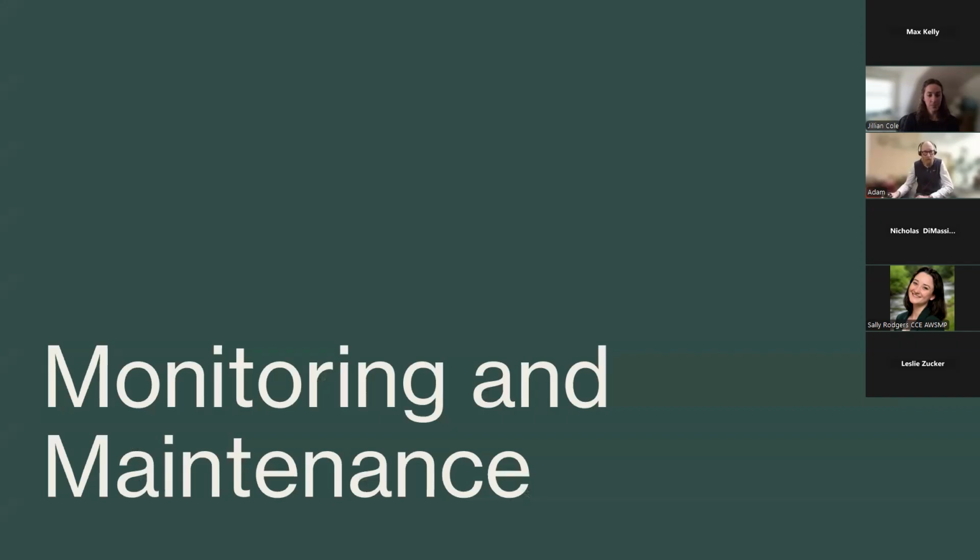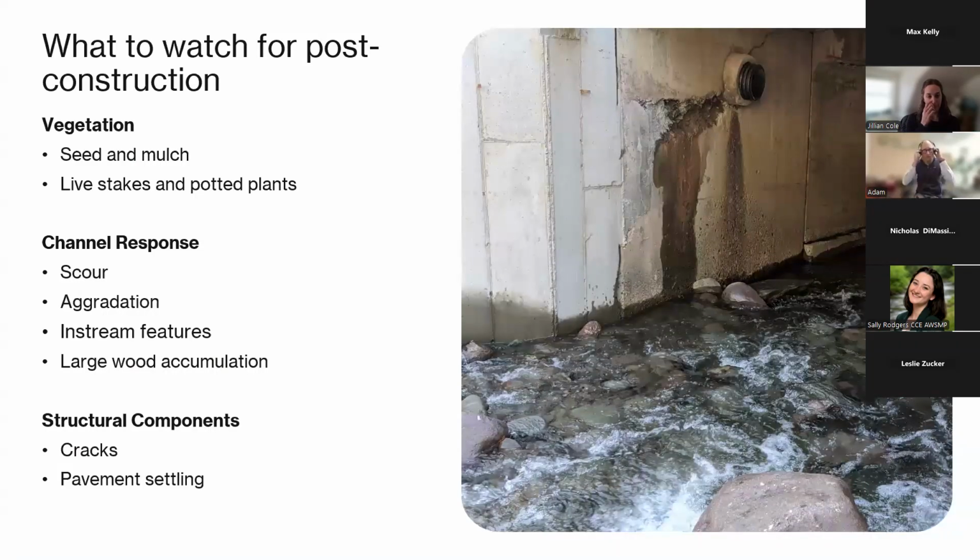So I'm going to run through a couple of slides showing some examples of what to look for post-construction. This is after you've had your road stream crossing improvement project, and now what to watch for over the coming months and years. And it's really going to focus on three different areas: the vegetation, potential channel response to the alterations of the stream, and then the structural components.